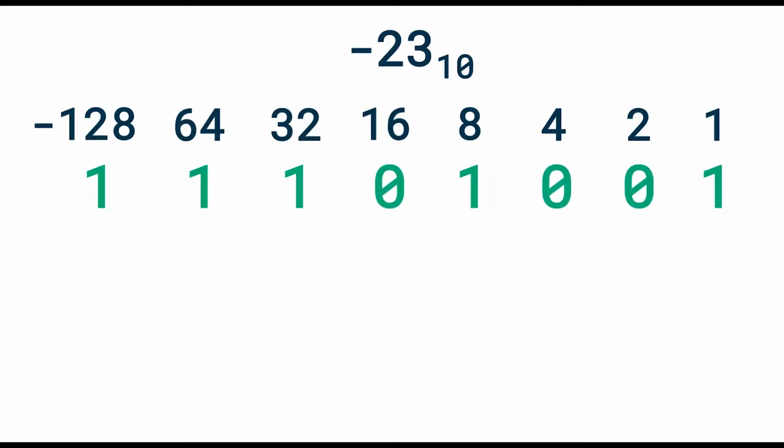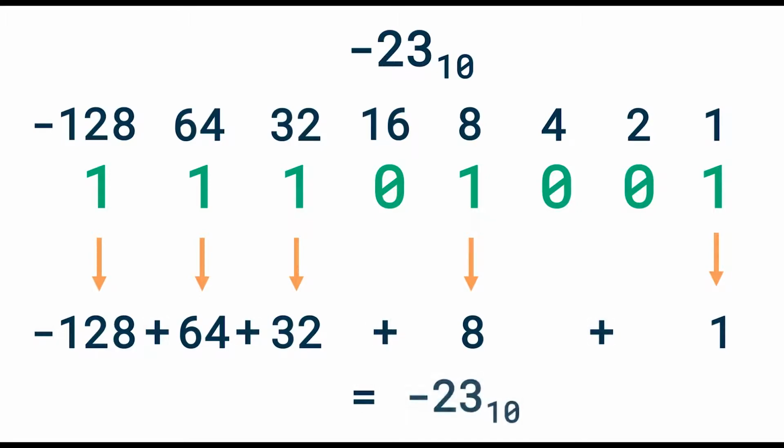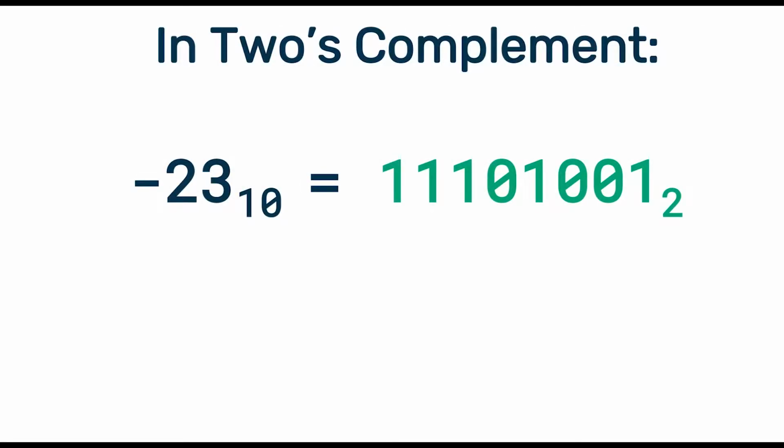Let's fill the rest of the columns with zeros. That's minus 23 in 2's complement. If we add up the columns, you'll see that we have minus 128 plus 64 plus 32 plus 8 plus 1, which gives us minus 23. Therefore, minus 23 in 2's complement binary is 1, 1, 1, 0, 1, 0, 0, 1.